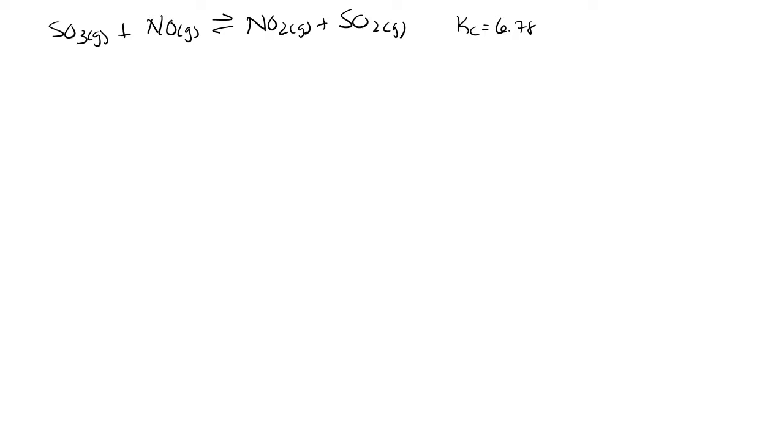Okay, so the equilibrium constant Kc for the reaction, I'm going to give myself a little bit more room: SO3 reacts with NO to produce NO2 plus SO2. The Kc value was found to be 6.78 at a specified temperature. All right, so that is our reaction. So we need our initial, our change, and our equilibrium concentrations.